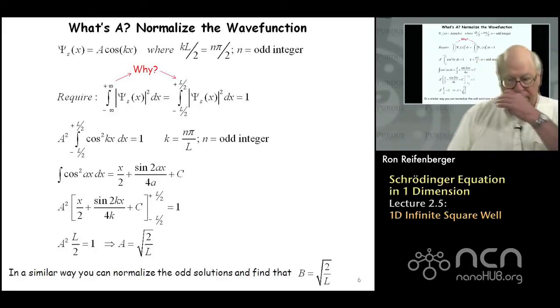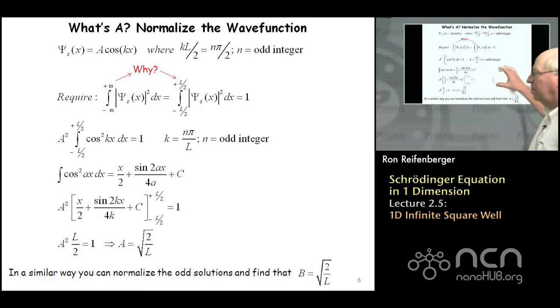So I do that, right? The rest of this slide, I just worked through the algebra. You have to check that out yourself. But at the end of the day, you find out that if you want that normalization integral equal to 1, this constant a has to be equal to the square root of 2 over L for this particular problem.